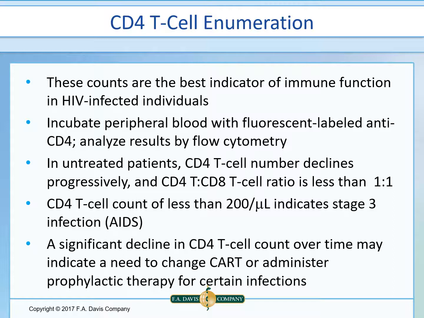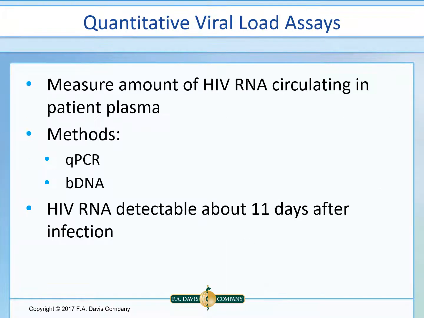Significant declines in CD4 T cell counts that are monitored by immunophenotyping and flow cytometry over time may indicate a need to change the combination antiretroviral therapy or administer prophylactic therapy for certain infections. Quantitative viral load tests measure the amount of circulating HIV nucleic acid and play an important role in helping clinicians predict disease progression, monitor patient response to antiretroviral therapy, and guide treatment decisions.